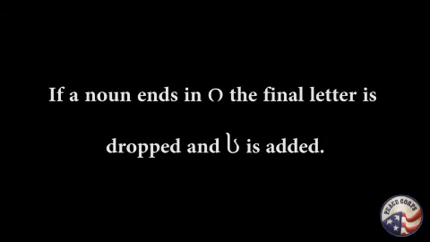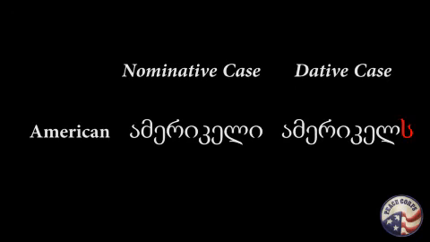If a noun ends in e, the final letter is dropped and s is added. Let's take an example. Amerikeli in the dative case is Amerikels. As you see, the final letter e is dropped and s, the dative case marker, is added.